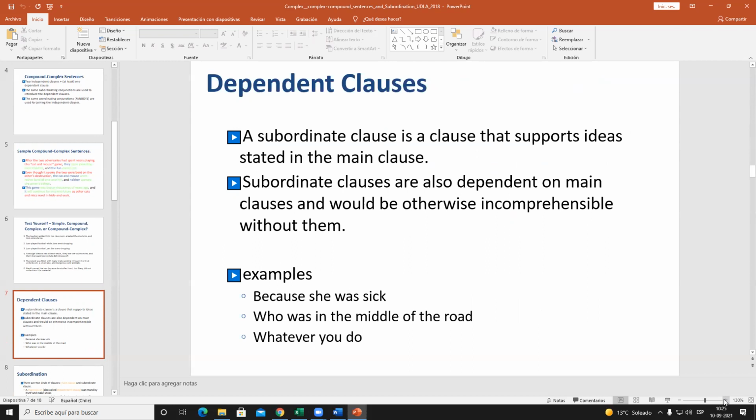It is true, because as dependent clauses, that is to say, subordinate clauses, they don't have enough context. They can't be understood without making reference to the independent clause they are linked to. Therefore, they represent basically supporting ideas. Subordinate clauses are also dependent clauses on the main clause and would be otherwise incomprehensible without them. So the examples for dependent clauses, that is to say, subordinate clauses, are: because she was sick, who was in the middle of the road, and whatever you do.